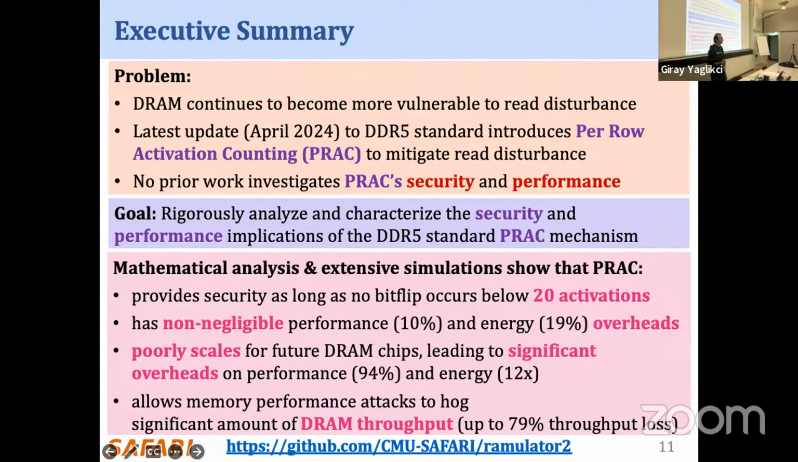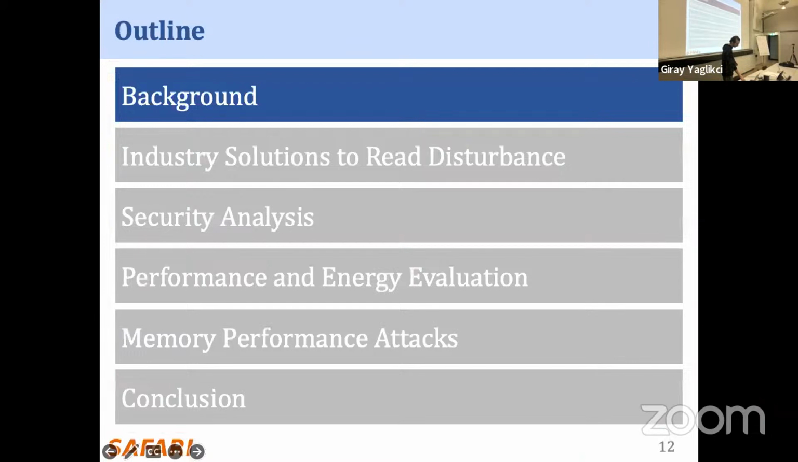Our implementations and scripts are publicly available in Ramulator 2, and I believe most of you use Ramulator already. So if after the lecture you have some burning ideas about PRAC, or you want to check the implementation or run some applications yourself, you can just use the implementation in our public repository.